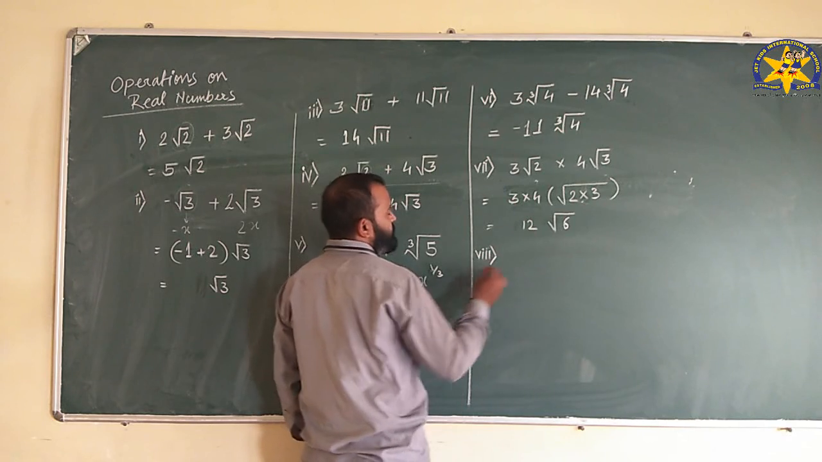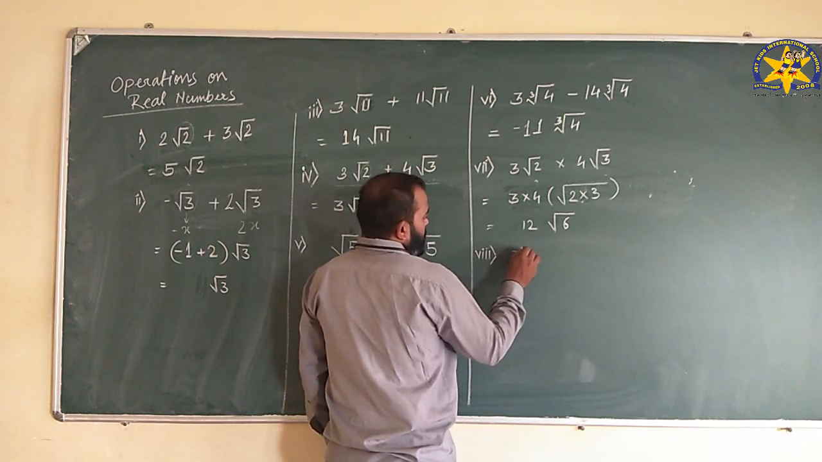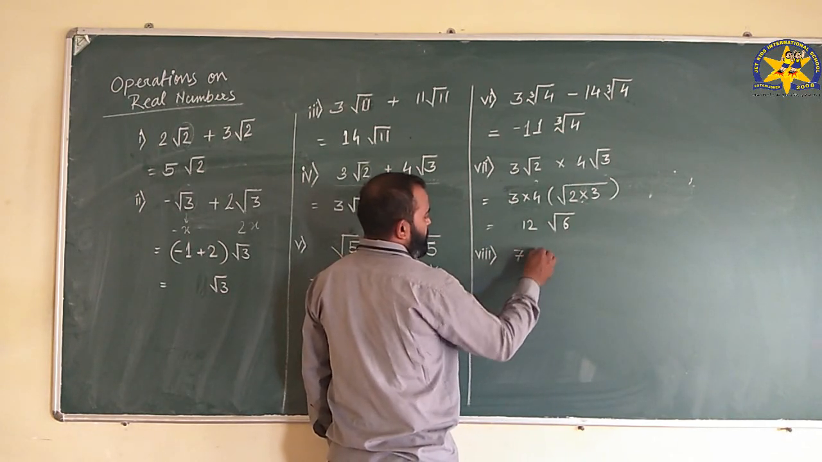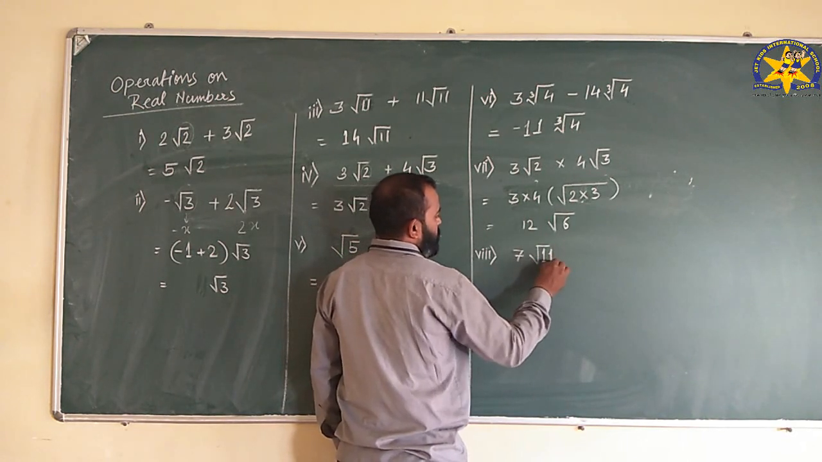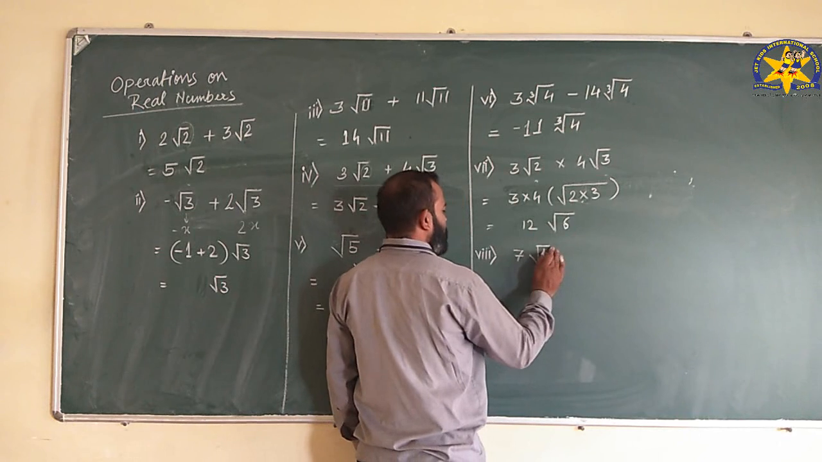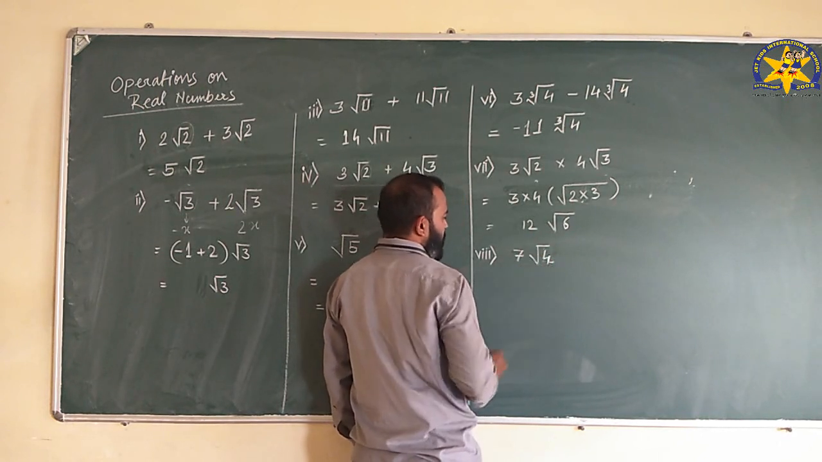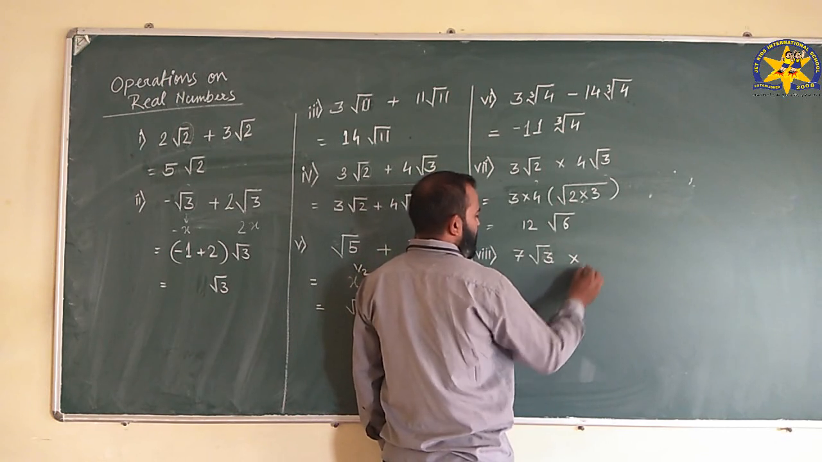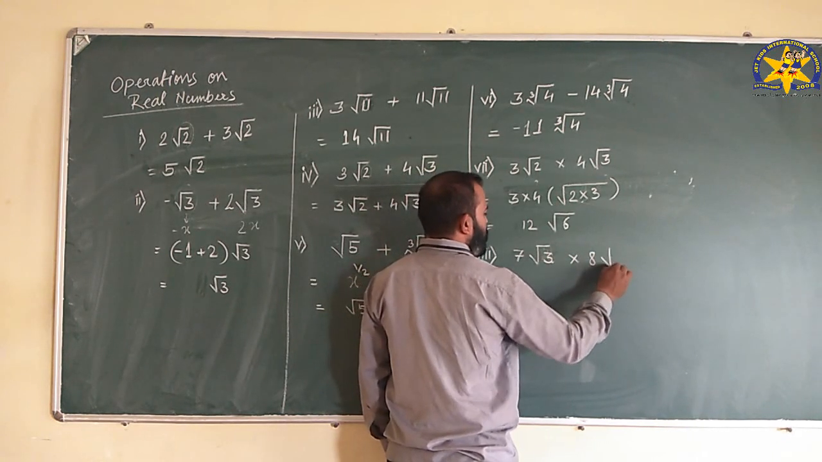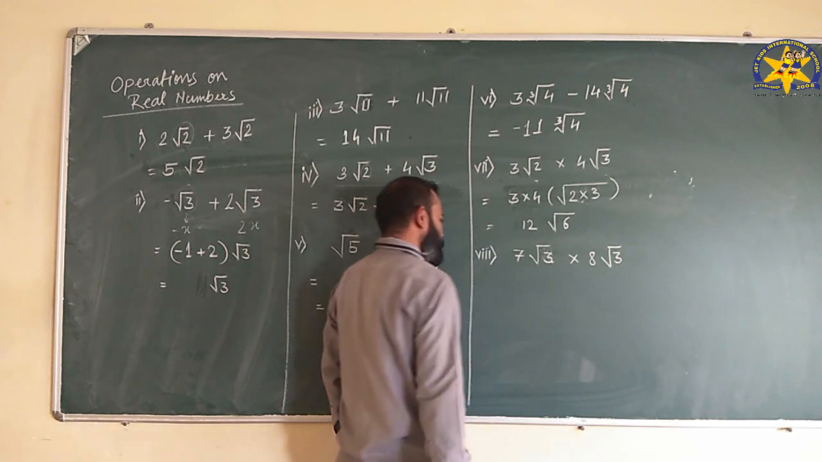Another example: 7 root 3 multiplied by 8 root 3.